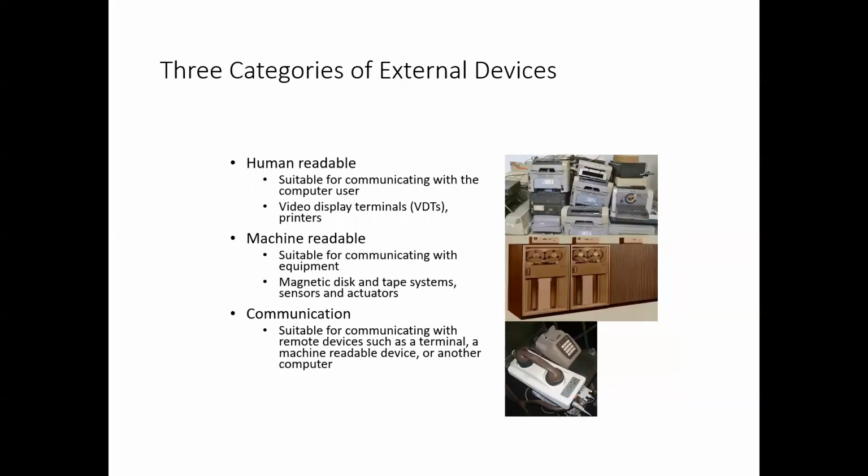And there are three categories of external devices. One is human readable, which are suitable for communicating with us, the computer users. These are things like video display terminals, monitors, printers, etc. Then there are machine readable, which are suitable for communicating with other computing equipment, such as magnetic disk or tape systems, sensors, or actuators that you may attach to the computer. And then there are communication devices suitable for communicating with remote devices, such as a terminal, machine readable device, or another computer. And that's a modem, in case anyone didn't recognize it. That's how we connected to the large mainframe computers back in the 1970s.